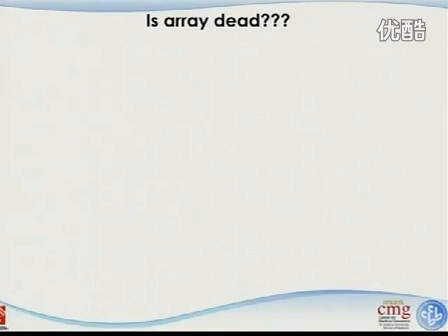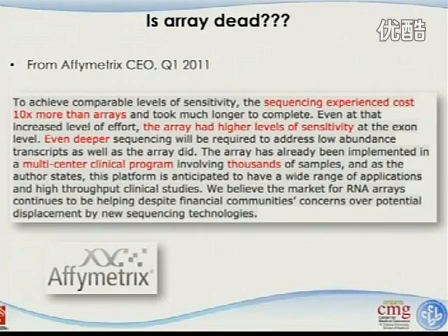But the question is, do we still need arrays? Is Affymetrix going away? Is the Illumina array part going away? This is just for the sake of fun. I got this from a website, and the Affymetrix CEO said that to achieve a comparable level of sensitivity, the sequencing experiment costs 10 times more than arrays, and it took much longer to complete.